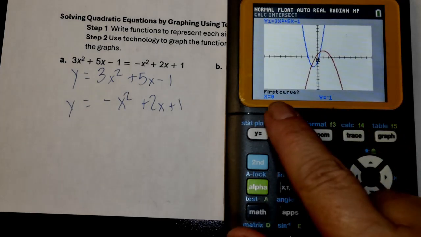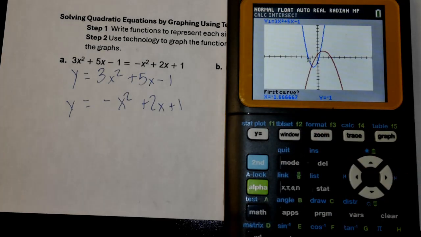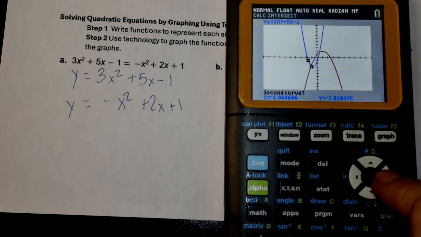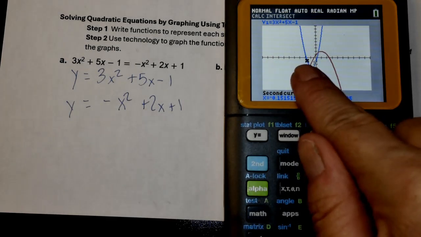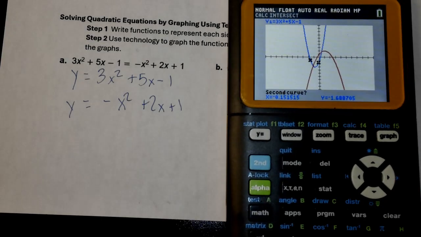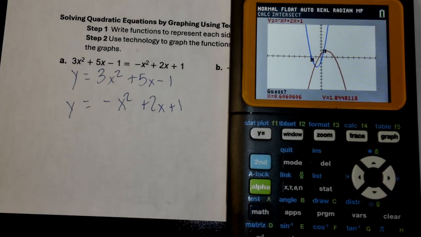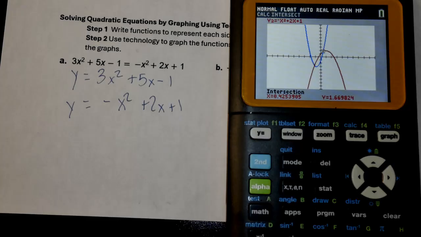All right, notice it says first curve. So I'm going to move my button to over here, and I'm going to hit enter. Now it says second curve. So I want it on the blue one. I'm going to move it to the right, and I just really need it on each side of the intersection. And then I'm going to hit enter. Enter. Okay. Why are you not liking me? Maybe it wants the red one after all. Enter. Okay. And then it says guess. So we're going to hit enter.